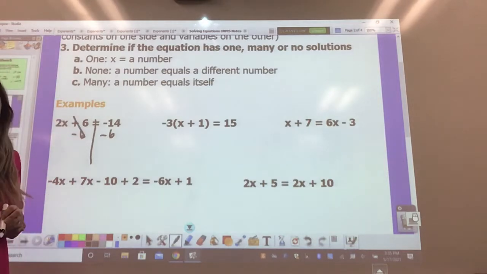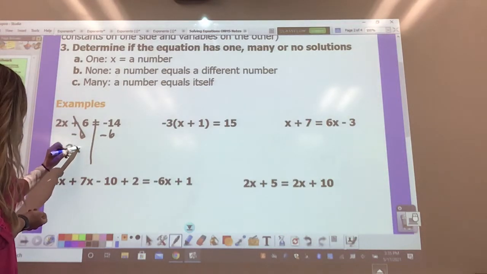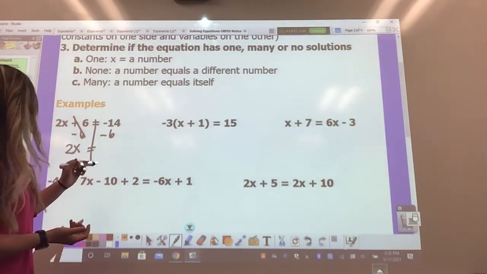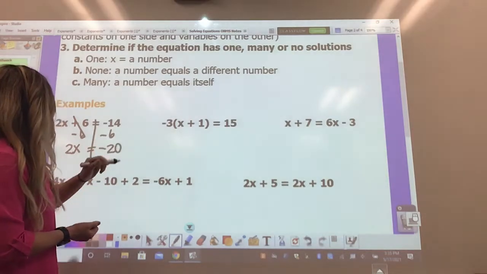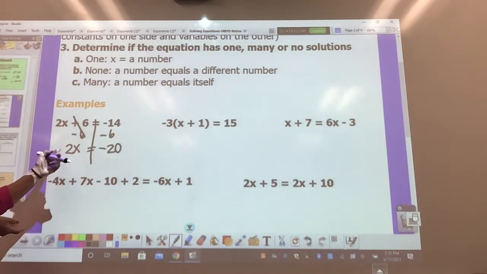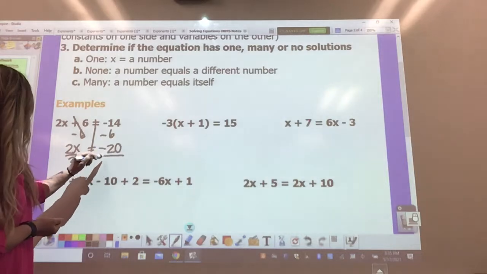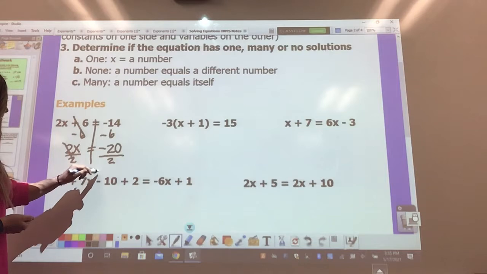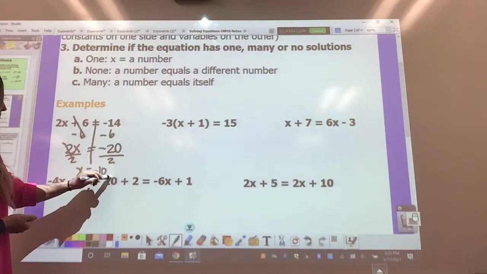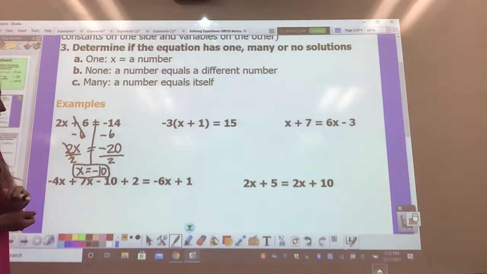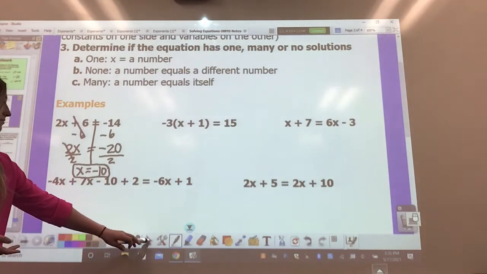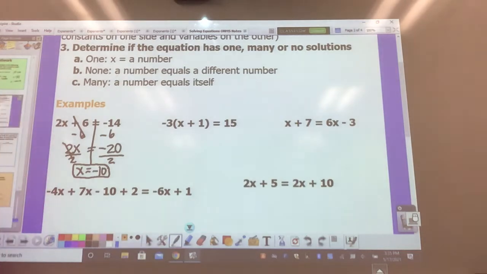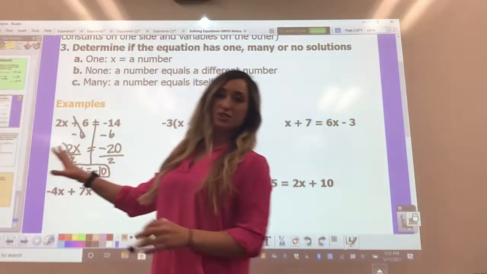That cancels that out, leaving me with 2x on the left equal to negative 14 plus negative 6, or minus 6, on the right, which is negative 20. And from here, x is being multiplied by 2, so we divide by 2 on both sides, leaving us with x equals negative 10. Negative 20 divided by 2 is negative 10. So once again, that's just a review.